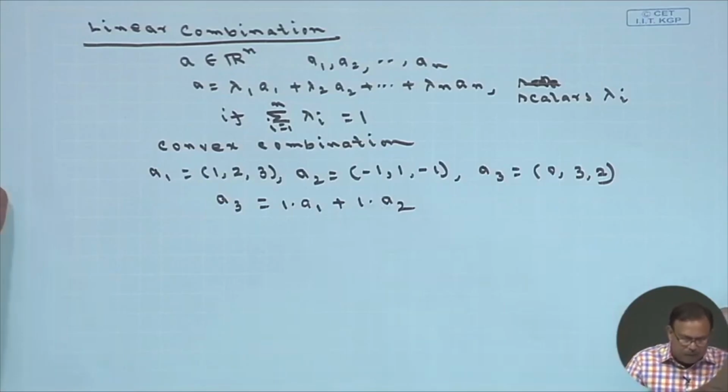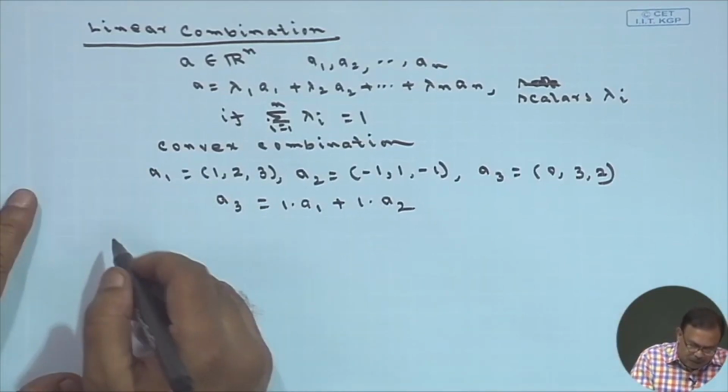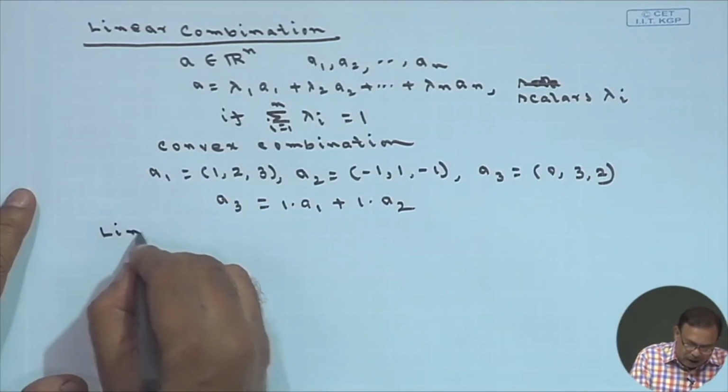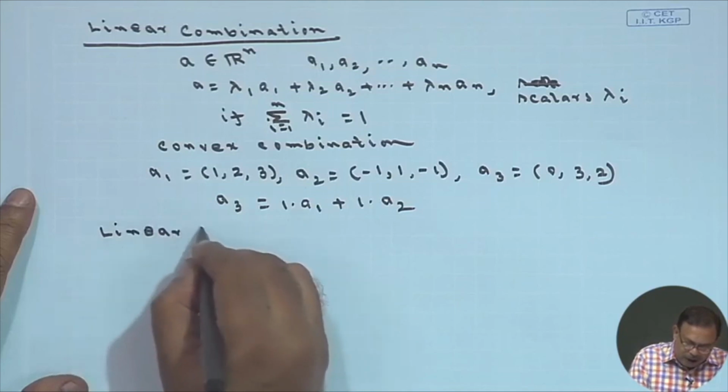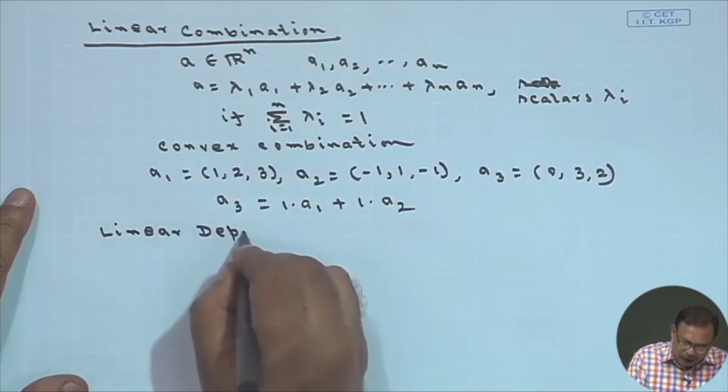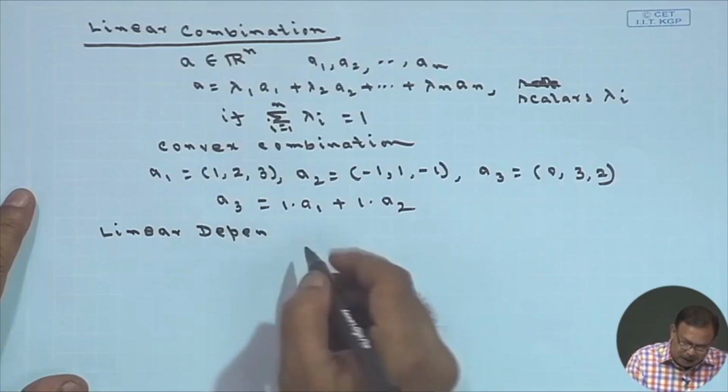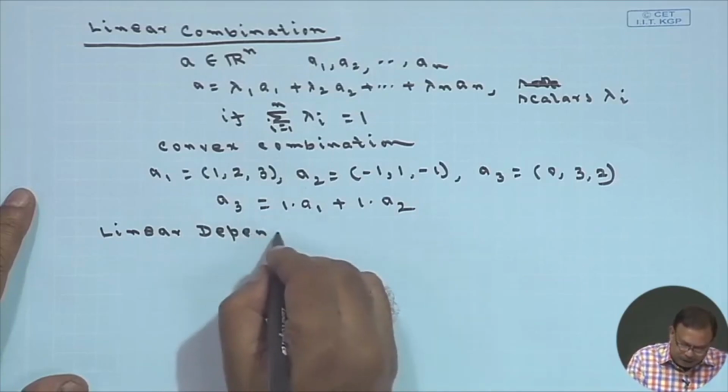From this linear combination itself, we come to the other one, that is linear dependence. You may have studied it in matrix notations.